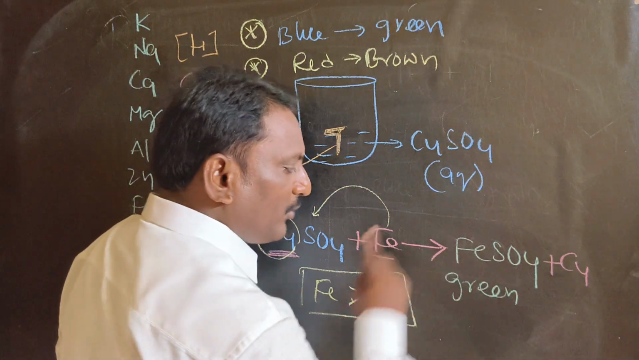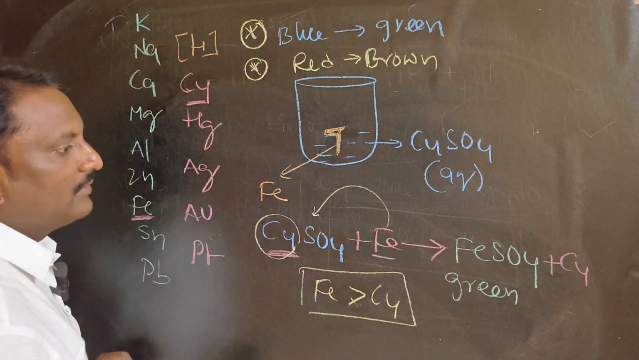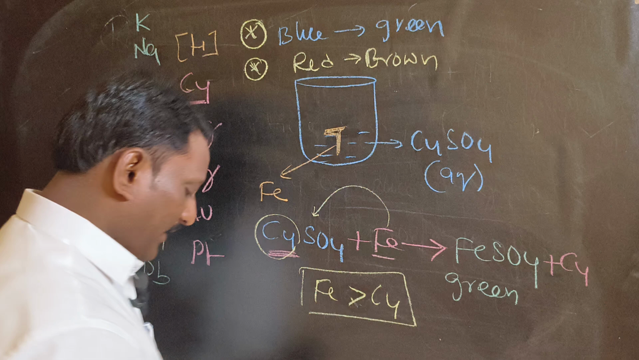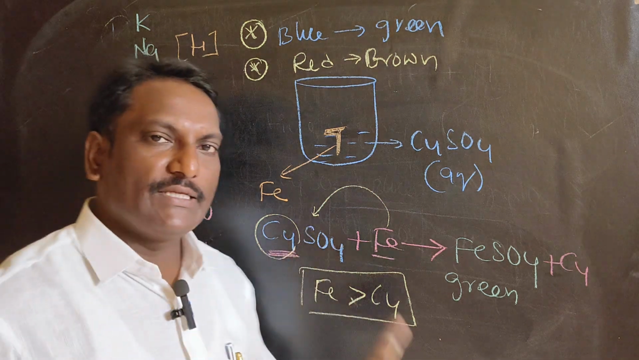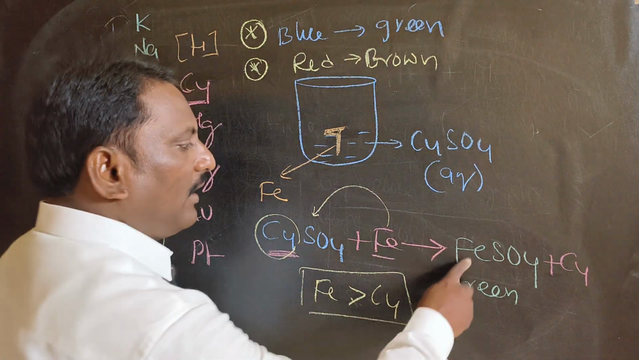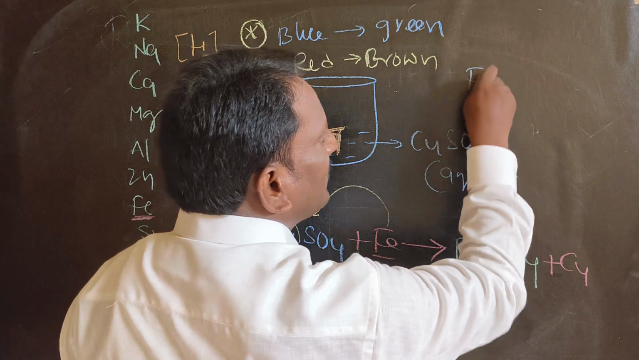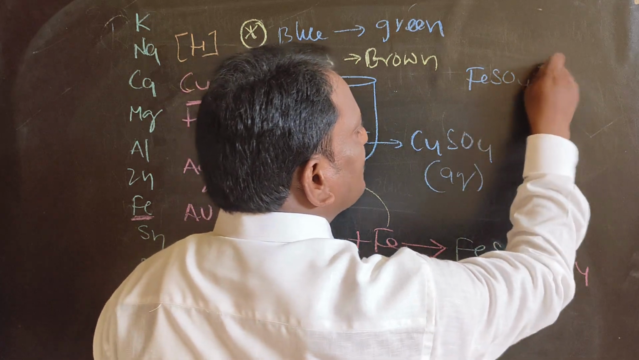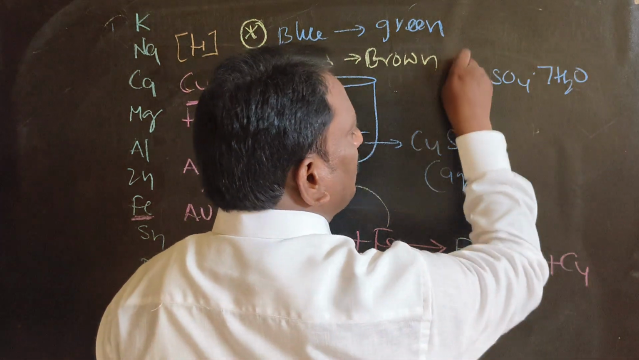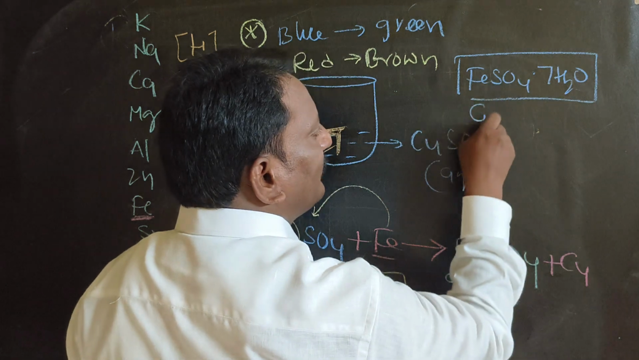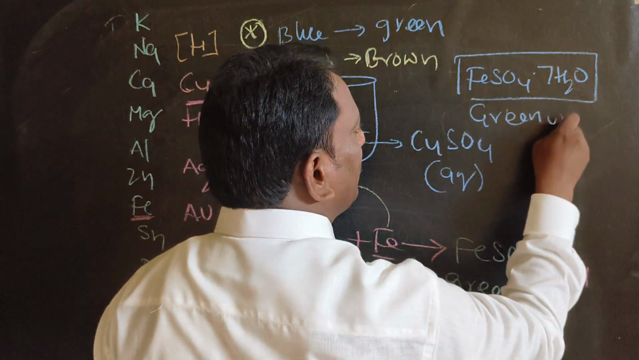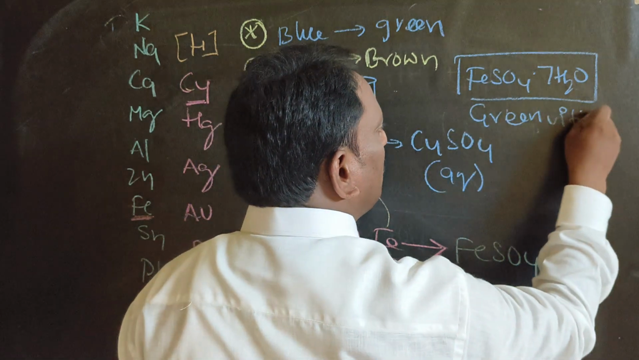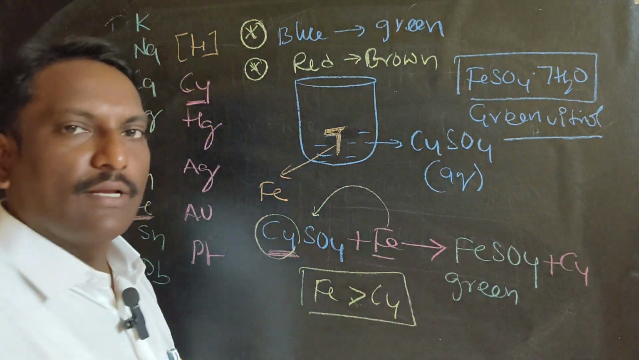So one more important point I would like to write here. Please remember copper sulfate is called blue vitriol and iron sulfate, FeSO4 dot 7H2O, is called green vitriol. Please make a note of it. Green vitriol.